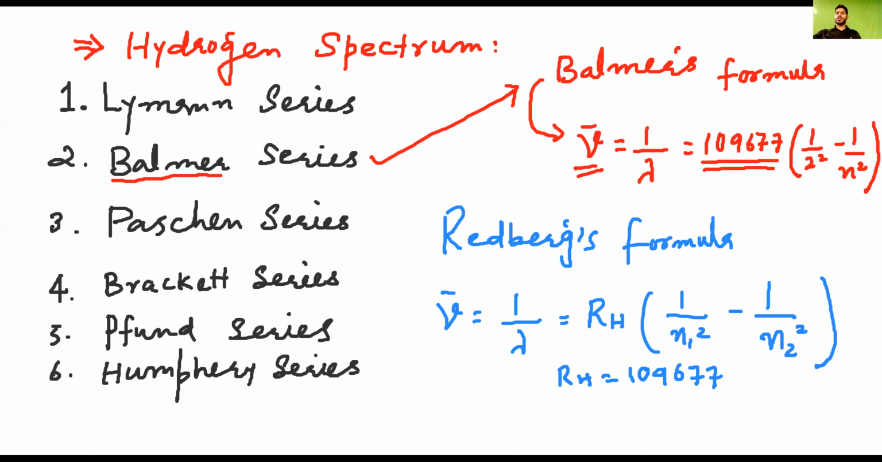So this Rydberg constant is always equal to 109677. And this wave number will be in centimeter inverse. Unit will be centimeter inverse. Got it? You have to remember this formula. Rydberg formula, it's very important.